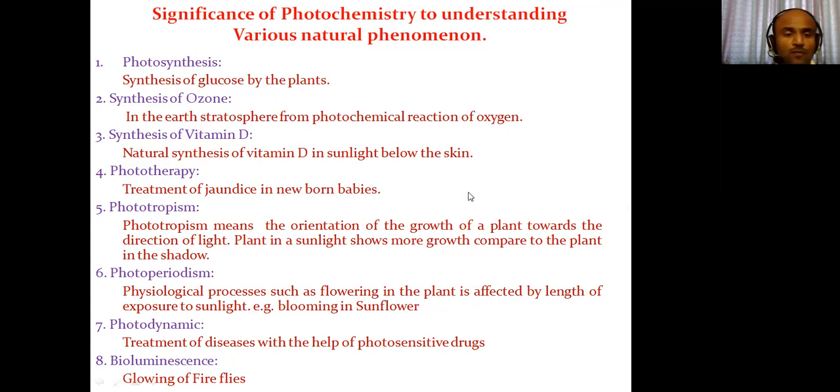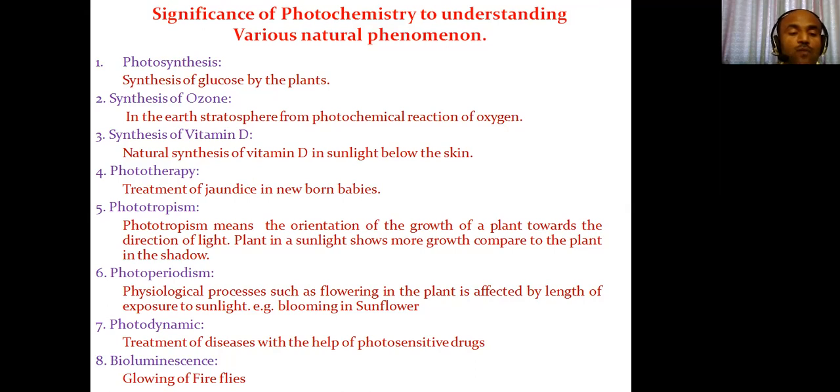The next phenomenon involving photochemistry is phototropism. Phototropism means the orientation of the growth of a plant towards the direction of light. A plant in sunlight shows more growth compared to a plant in the shadow. That is the example of phototropism.